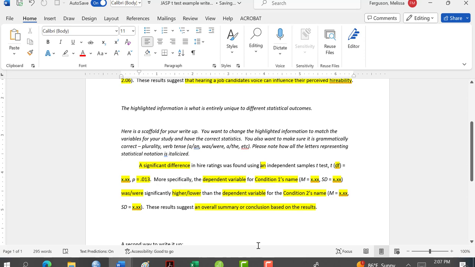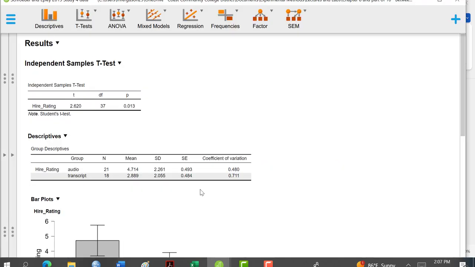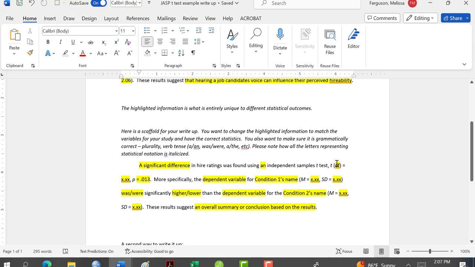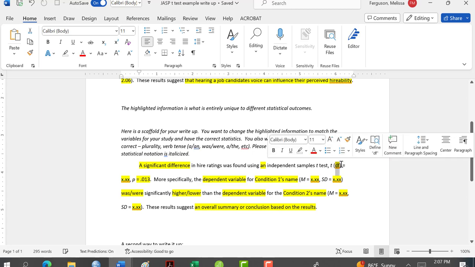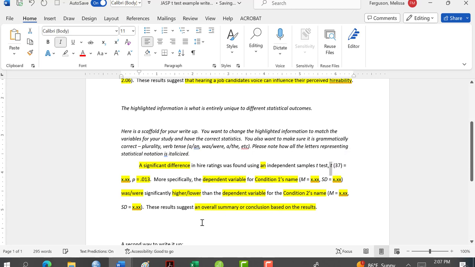Now we need the degrees of freedom. We go back here to our output. Here's our degrees of freedom. Remember, in a t-test, we're only going to have 1 degree of freedom. In an ANOVA, which we'll do later on, we will have 2. So that is going to be 37. And we're just going to replace that here. Note that this is italicized as well.